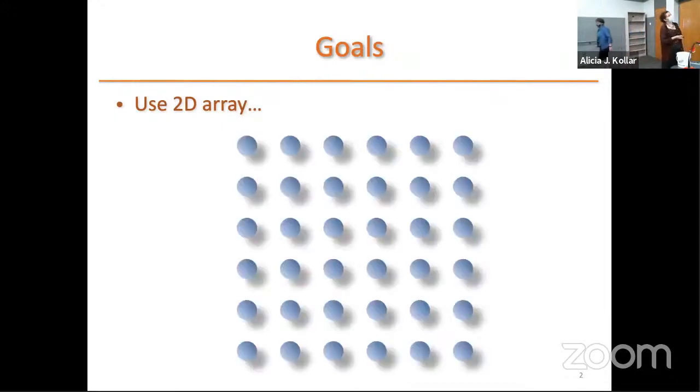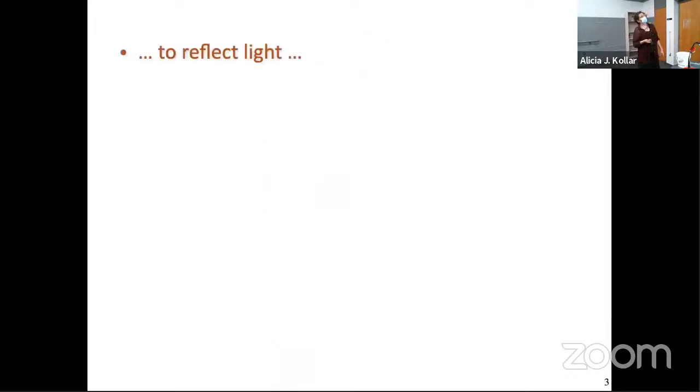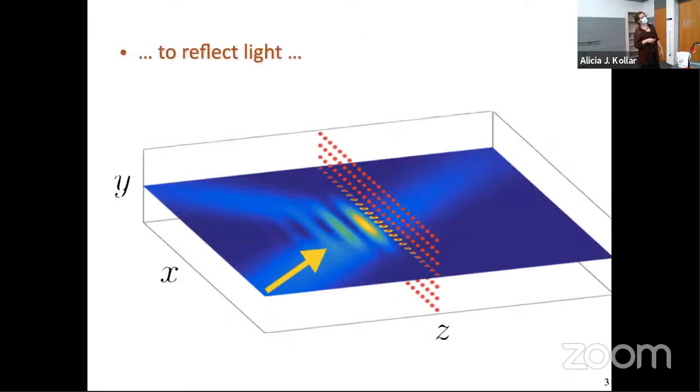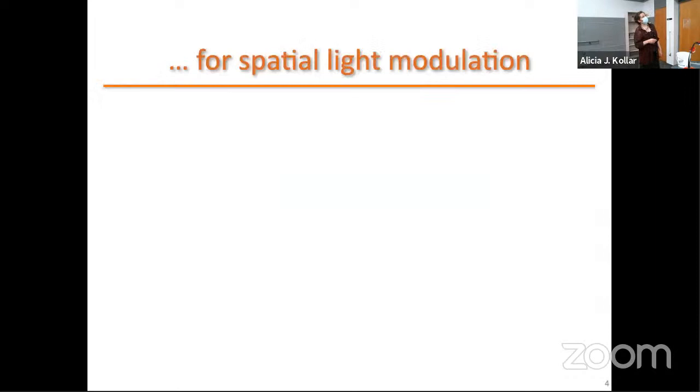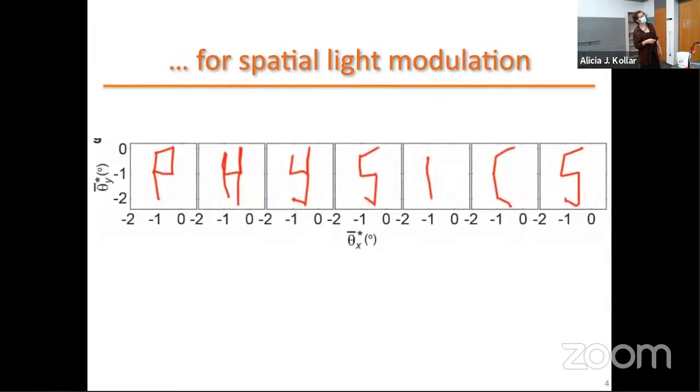All right, so we have a 2D array, which you can just imagine as a lattice of two-level atoms or some kind of quantum radiators. And the first thing is that we are looking at how it can reflect light. Then I will show you a little bit how we can do spatial light modulation with something like that.